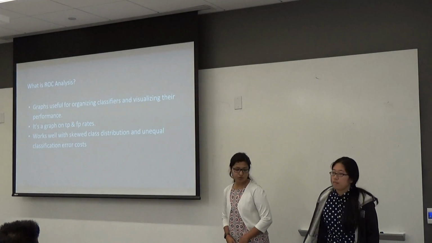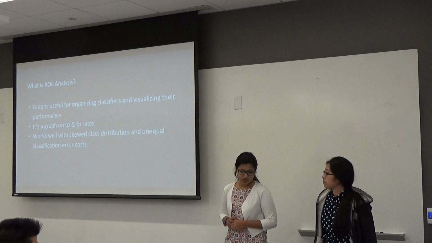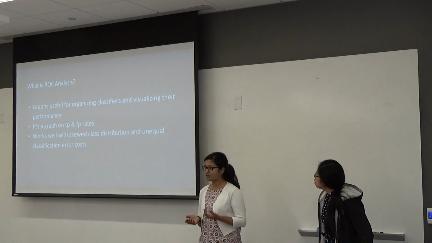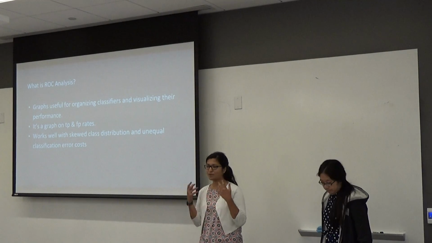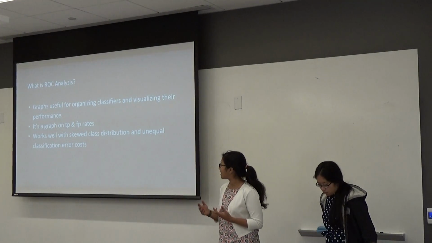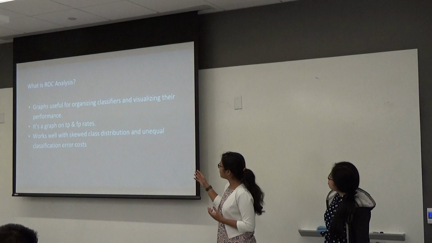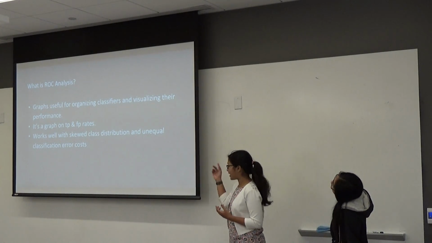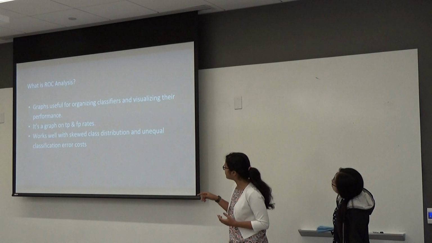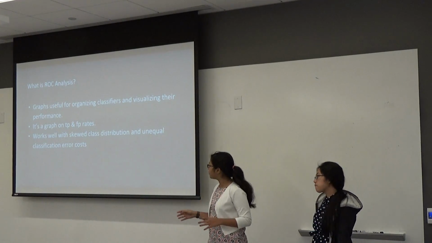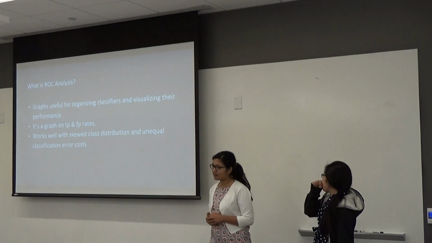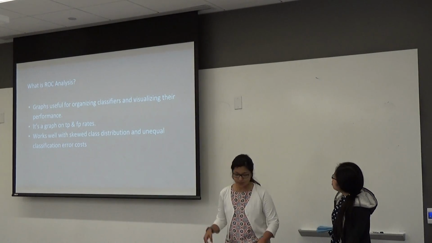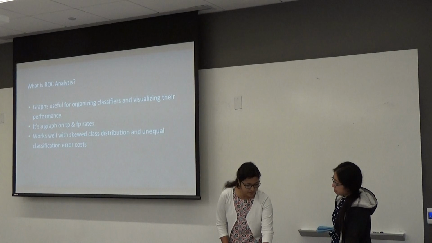Yes, so now, what is ROC analysis? Basically, these are graphs for visualizing the classifier's performance. There's nothing more simple and intuitive than having the results on a graph. On the graphs, we have the TP rates and FP rates plotted, so TP is on the y-axis and FP is on the x-axis. This works well with skewed class distribution. That is the biggest advantage, and that's the reason people actually use it. We'll see why in the next slides.